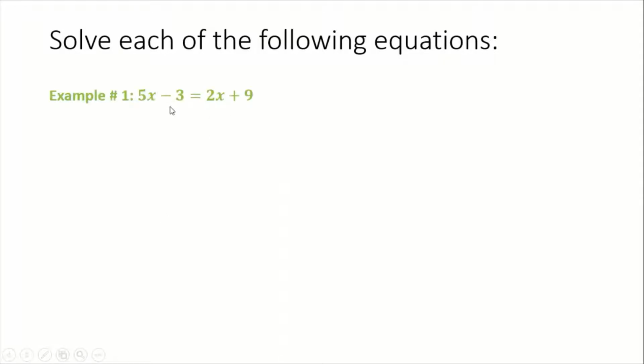So example 1, we have 5x minus 3 equal 2x plus 9. So note that this problem here consists of 3 of the first 4 cases that we did. It has subtraction in there, it has addition in there, and it has multiplication. So how do we go about solving this problem?